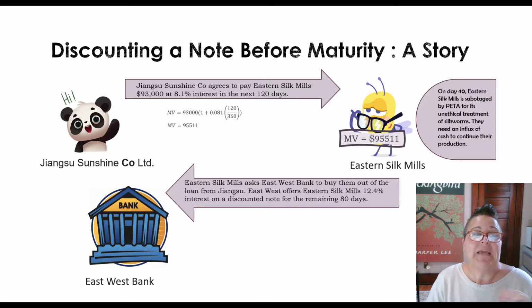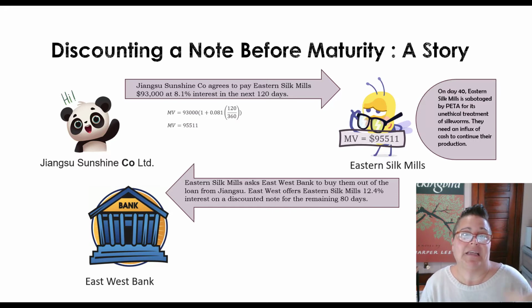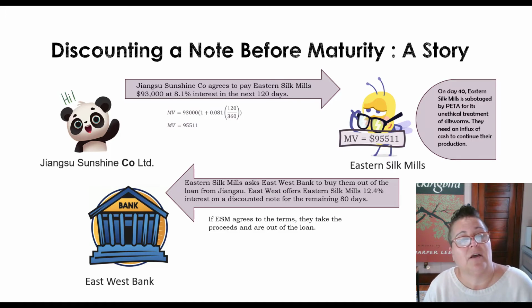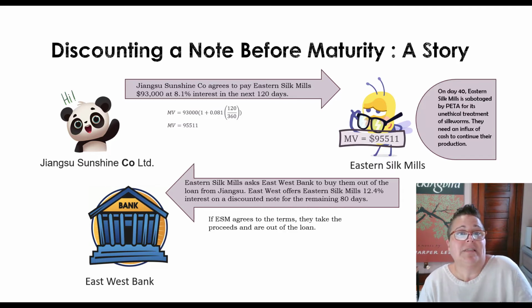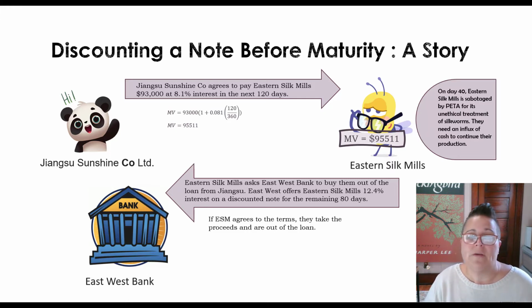Now, because East West Bank is going to get $95,511, they take their interest based on the face value of that loan. If Eastern Silk Mills agrees, they take the proceeds from this discount and are out of the loan business altogether, right? They won't get any money from Jiangsu. Jiangsu will only be sending its money to East West Bank. So how does this work?